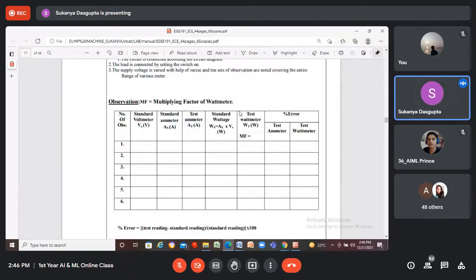This is the required data table that you need to draw in your notebook now, because after that I'll be showing you a few pictures of the laboratory setups and the readings that you need to put over here. So please draw this observation table.